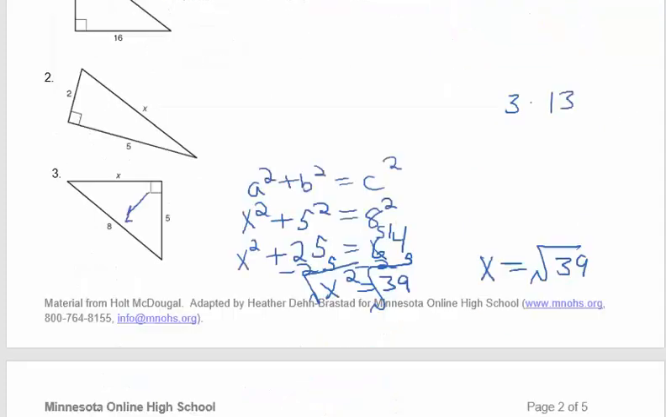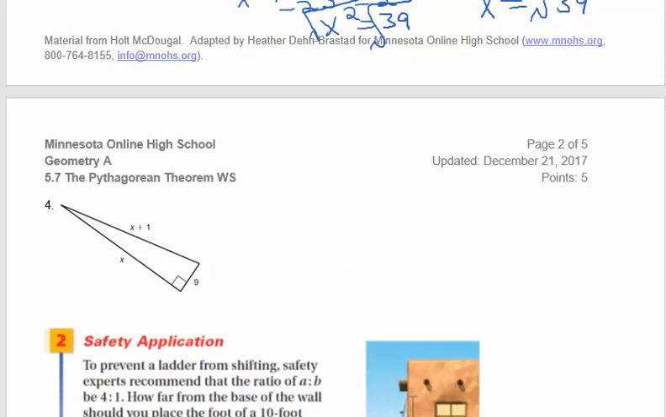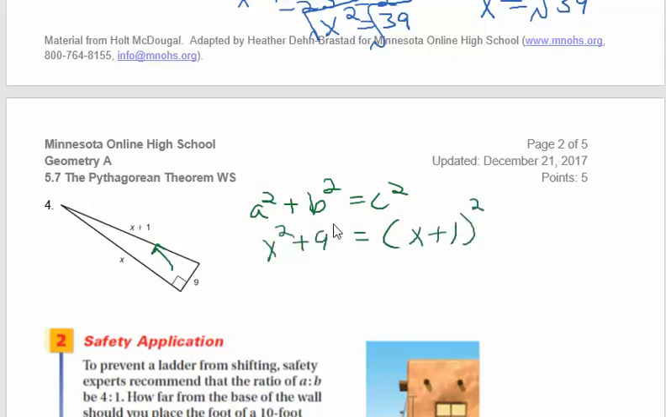All right, let's look a little bit at number 4 as well. In number 4, the hypotenuse is x plus 1. So when you put your hypotenuse in here, you're going to have x plus 1 squared. And x plus 1 squared is not x squared plus 1. You have to FOIL that. We're going to list it out twice.